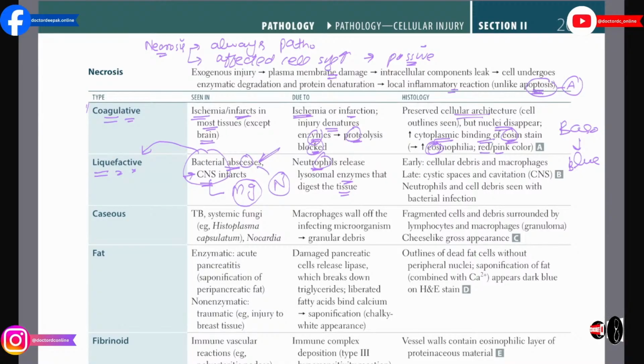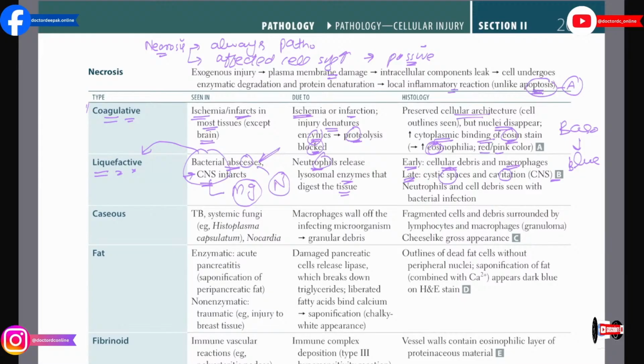So if you look under histology, in the early case of liquefaction, you will get cellular debris and macrophages. This is the hallmark of early liquefactive necrosis. But what is the late finding? In the late case, you will see cystic spaces and cavitation. We will see this after completing this page on the diagram. Diagram B is basically an example of liquefactive necrosis in the brain. If the liquefactive necrosis gets late, then you will see there are cystic spaces and cavitations. You have to keep that in mind.